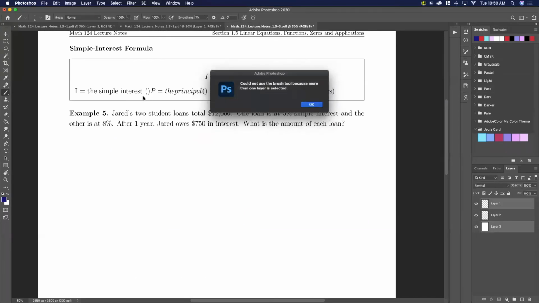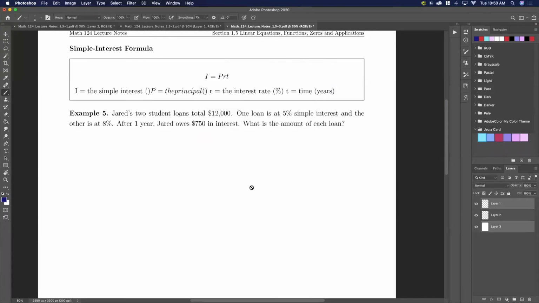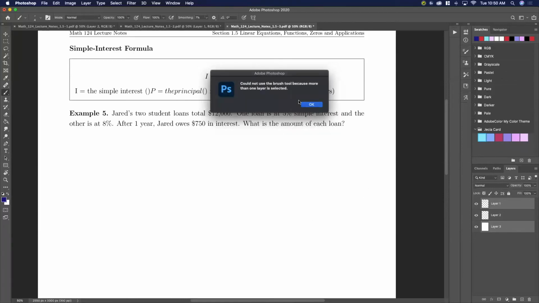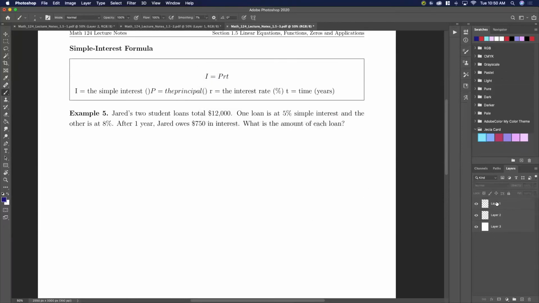Hi. What's going on? There's more than one layer. Oh, hi, thank you. I was like, what's going on?